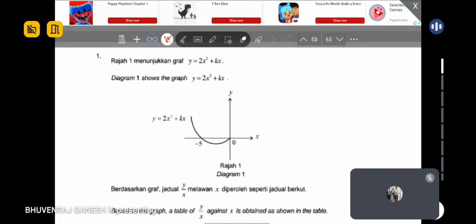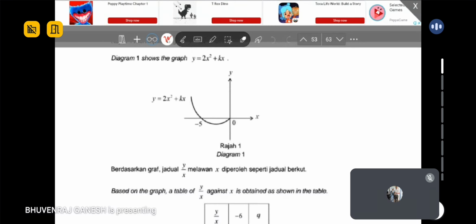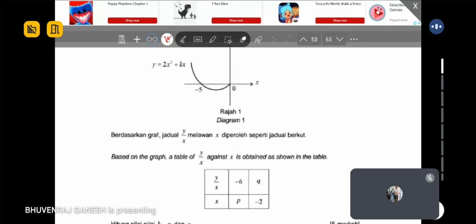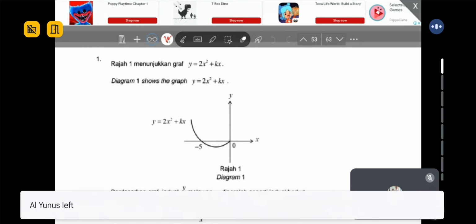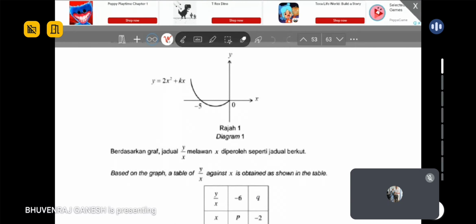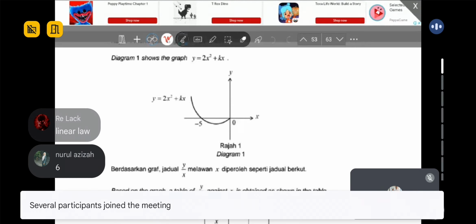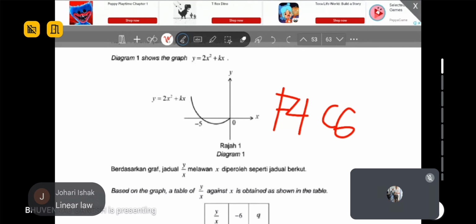Okay guys, so this is the first question. Okay, inilah soalan pertama. So guys, when you see this question, what chapter is it? Soalan ni tentang apa? If you all see the question, this is number 1. So anyone? What chapter is this? Very good. Okay, this is linear law guys. Form 4, chapter 6. Okay, form 4 bab 6 iaitu hukum linear.